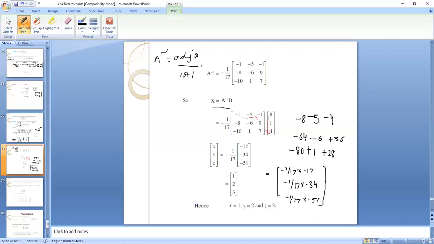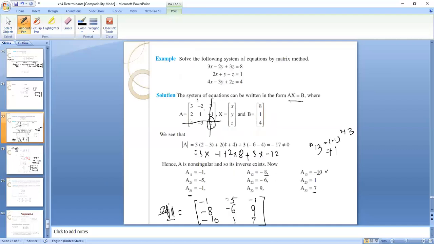So you will be getting, comparing the two matrices, the value of x is equal to 1, y is equal to 2, z is equal to 3. This is how finding A inverse is helping us.